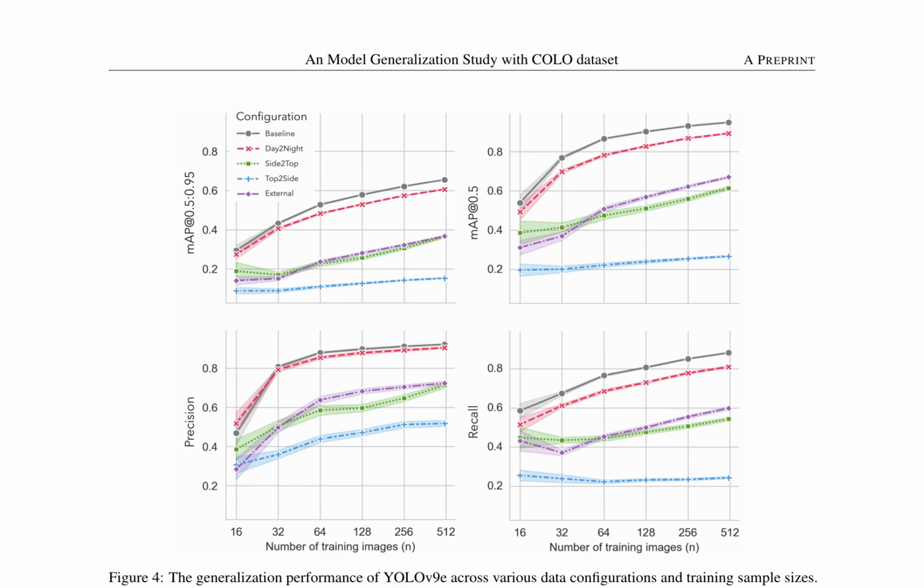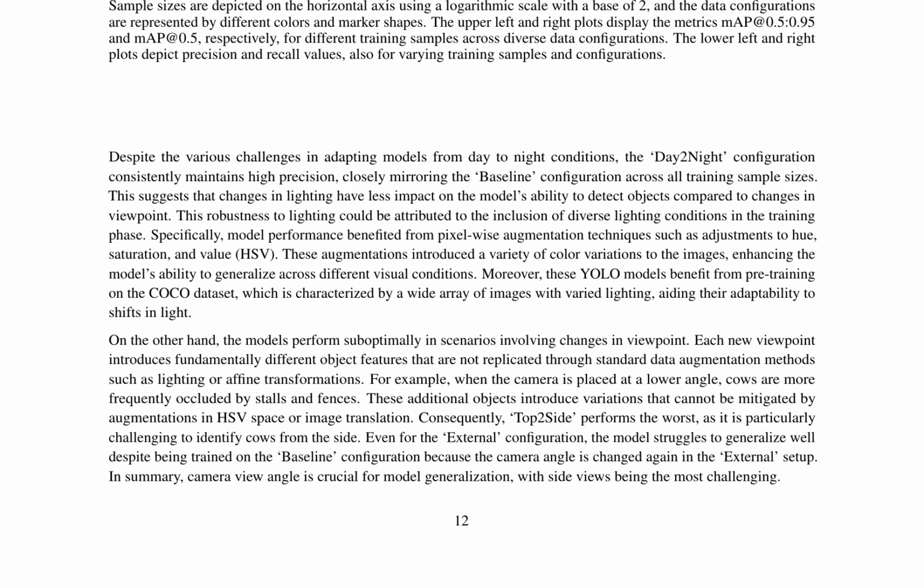The inclusion of diverse lighting conditions in the training phase, combined with pixel-wise augmentation techniques such as adjustments to hue, saturation, and value, HSV, enhances the model's ability to generalize across different visual conditions. However, the models perform suboptimally in scenarios involving changes in viewpoint, as each new viewpoint introduces fundamentally different object features that are not replicated through standard data augmentation methods.